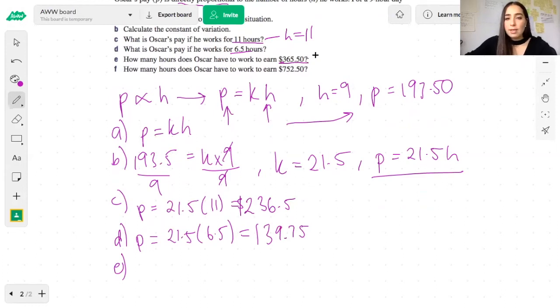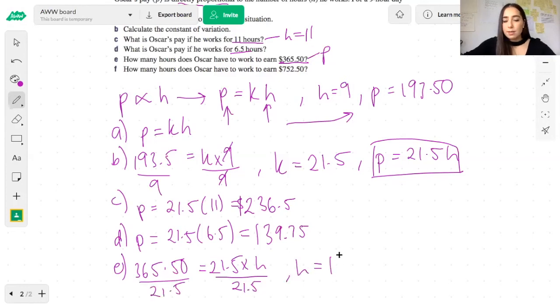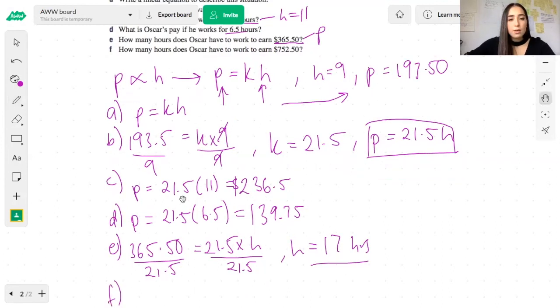Now E says, how many hours does he have to work in order to earn $365.50? This is the value of P, and now you're asked to find H. So let's sub it into our equation. The left-hand side is P, which is 365.5, and that equals 21.5 times H. In order to solve for H, we simply divide both sides by 21.5. So we get H equals 17. So he needs to work 17 hours in order to make $365.50.